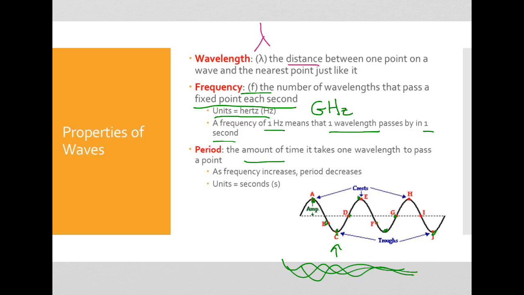The period then is the amount of time it takes one wavelength to pass a specific point. So, for example, if I'm looking at this point, how long does it take one whole wavelength to pass that point? Therefore, if frequency increases, period decreases. If it's very, very frequent, the amount of time that one wavelength takes to pass is going to be very small. So as frequency goes up, period goes down, in the units of a period, or in seconds.